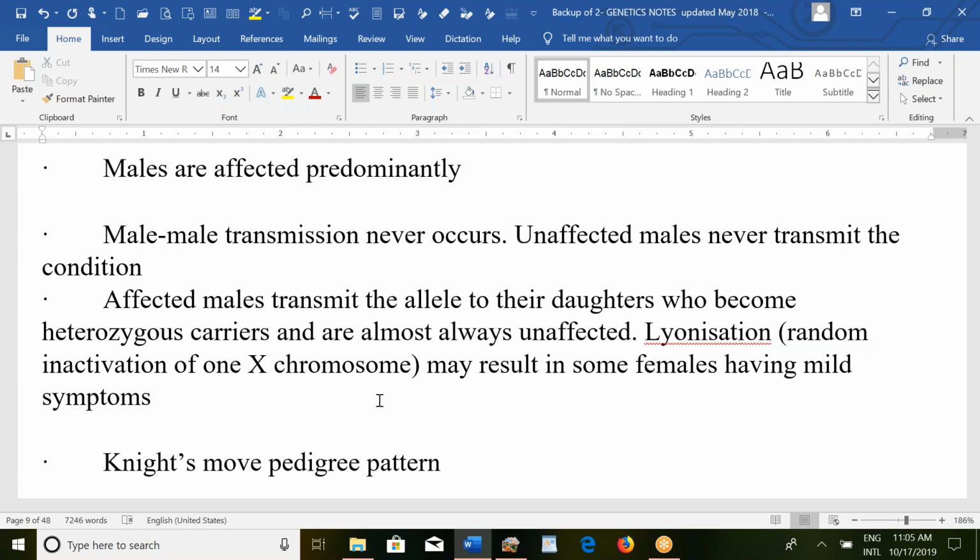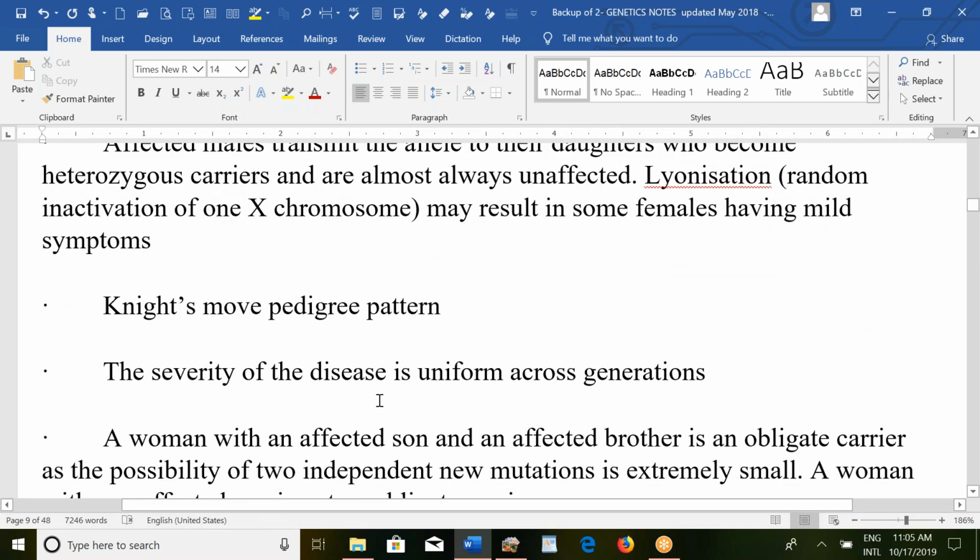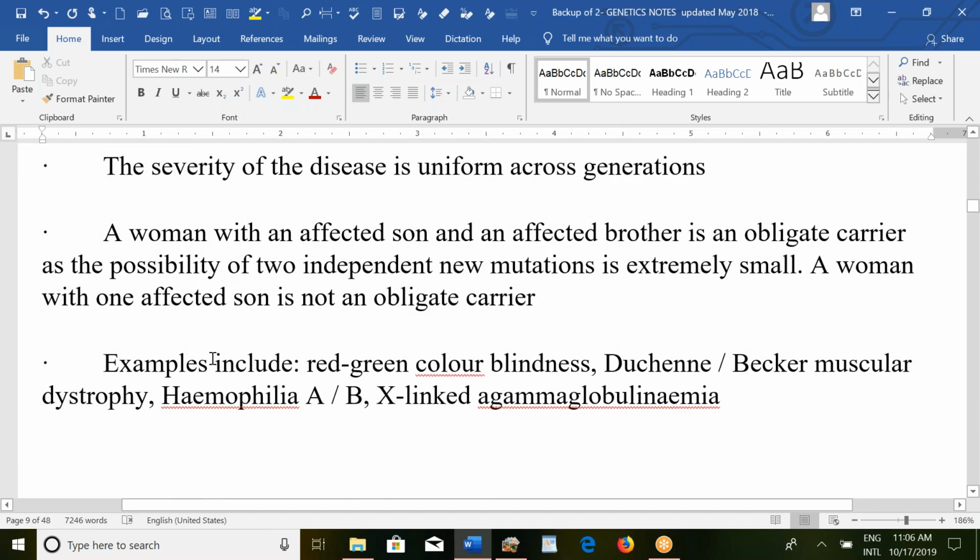Like 10% of cases of hemophilia can be due to lyonization. It means there was random inactivation of the maternally inherited X chromosome, so now the paternally inherited X chromosome is going to exhibit features of hemophilia. They say a knight-move pedigree pattern, but you don't have to remember it because it can move in all directions. Okay. So the severity of the disease is uniform across generations.